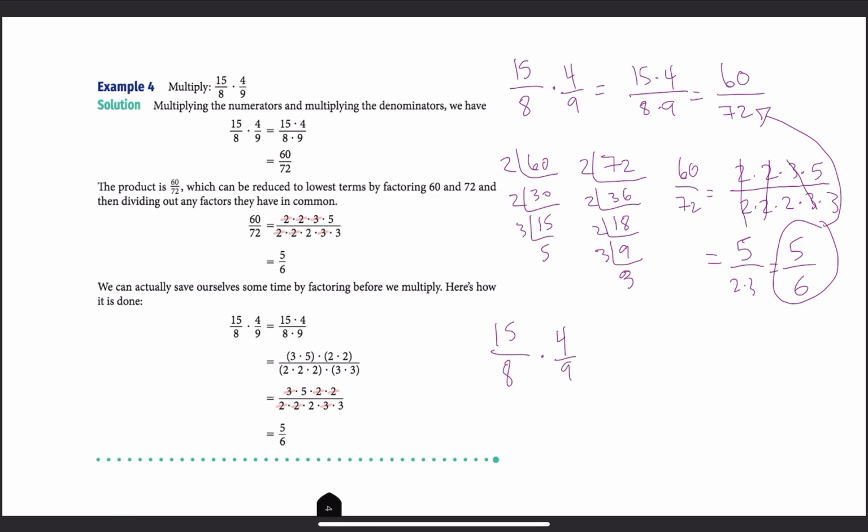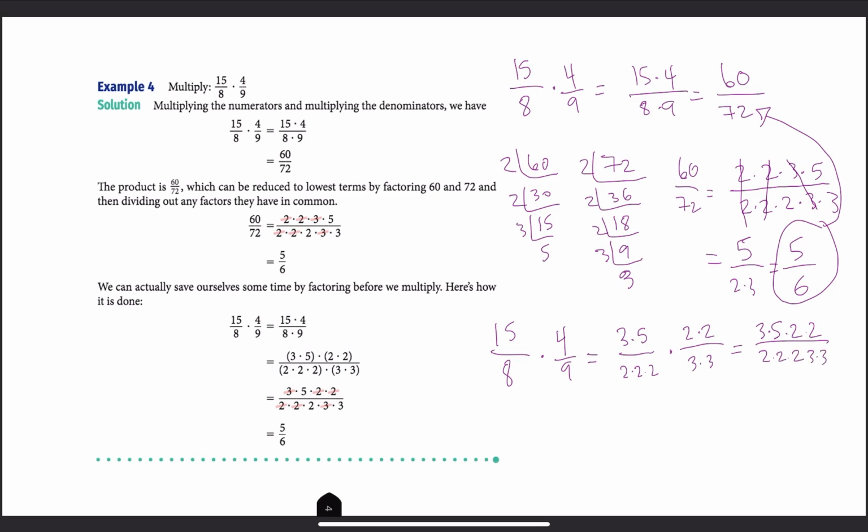So I could have prime factored these numbers here. It might have been a little easier, because 15 I know is 3 times 5. 8 is 2 times 2 times 2. And that's all times 4, which is 2 times 2. And 9, which is 3 times 3. So when you multiply straight across, that's 3 times 5 times 2 times 2 over 2 times 2 times 2 times 3 times 3.